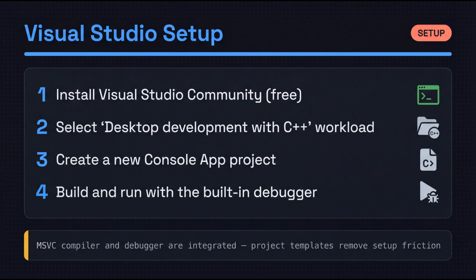Step 1. Install Visual Studio Community. It's free. Step 2. During installation, select the desktop development with C++ workload. This installs the MSVC compiler, the debugger, libraries, and project templates all at once. Step 3. Create a new console app project. Visual Studio generates a starter file and a project configuration for you. Step 4. Build and run with the built-in debugger. Press F5 to compile and launch under the debugger, or Control F5 to run without debugging.